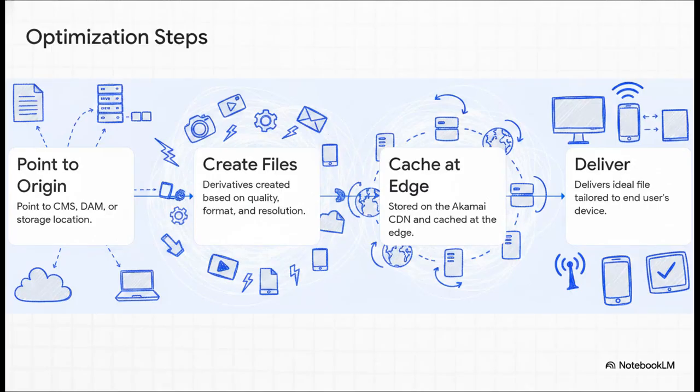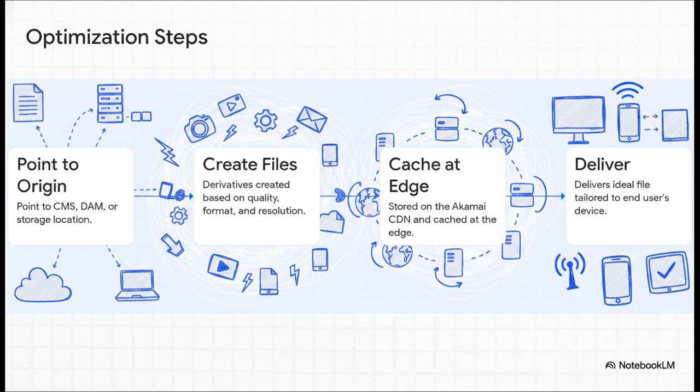It all breaks down into a really clean 4-step workflow. Step 1. You just point Image and Video Manager to your file origin, like your CMS or DAM. Step 2, and this is where the heavy lifting happens. When a user requests a file, the system automatically creates optimized derivative versions. It actually looks at the specific user and calculates the best possible combination of quality, format, and resolution. We're talking dynamic selection of next-gen codecs for iOS, Android, Chrome, whatever.